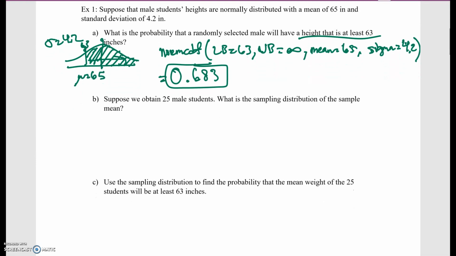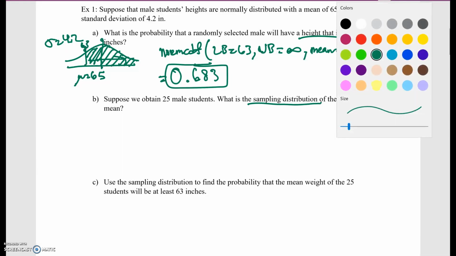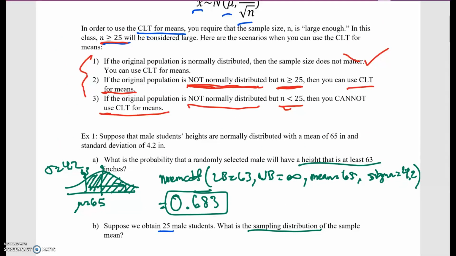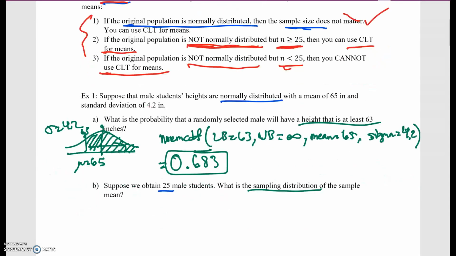All right, so part B says, suppose we obtain 25 male students. What is the sampling distribution of the sample mean? Here the word sampling distribution is a key word. Whenever we want to do the sampling distribution, we want to go ahead and figure out whether 25 is large enough. Well, remember the requirements: if the original population is normal, and since we already know it's normal, n doesn't really matter. So it doesn't matter what n is.